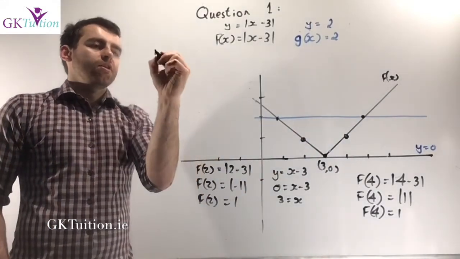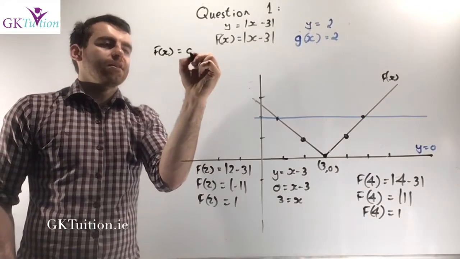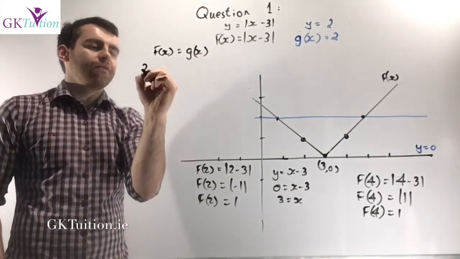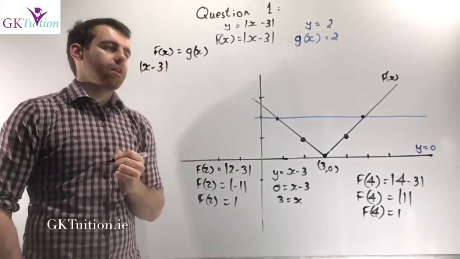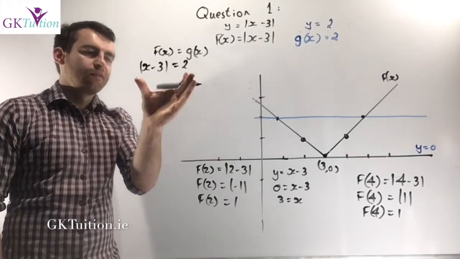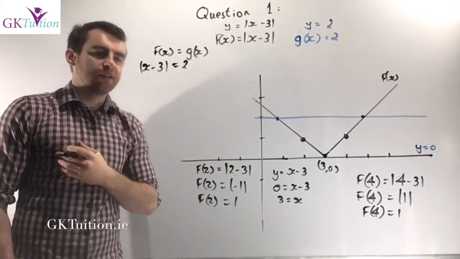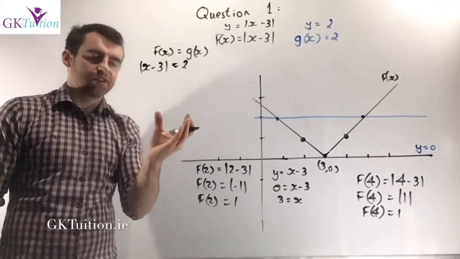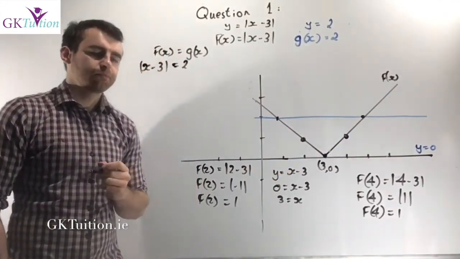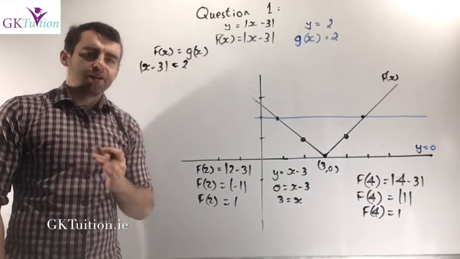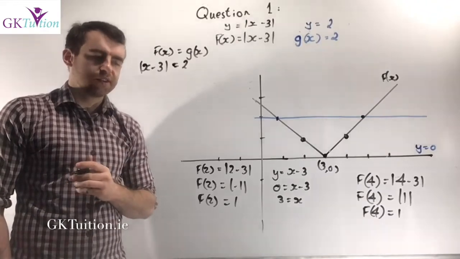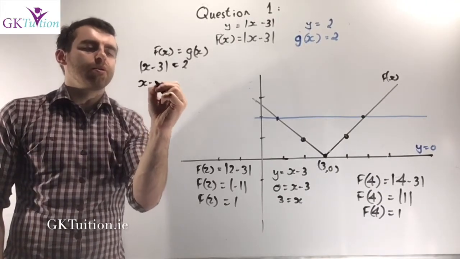In other words, I want to know when the function f of x is equal to the function g of x. I know that the function f of x is the modulus of x minus 3, and I know the function g of x is equal to 2. Now I just have a question like the ones we were doing in the previous video. I simply need to solve this and I'll get two x values that will correspond to these 2 points. You have two different ways of eliminating your modulus here. You could take plus or minus in front of the right-hand side, or you could square both sides. What I'm going to do is square both sides.